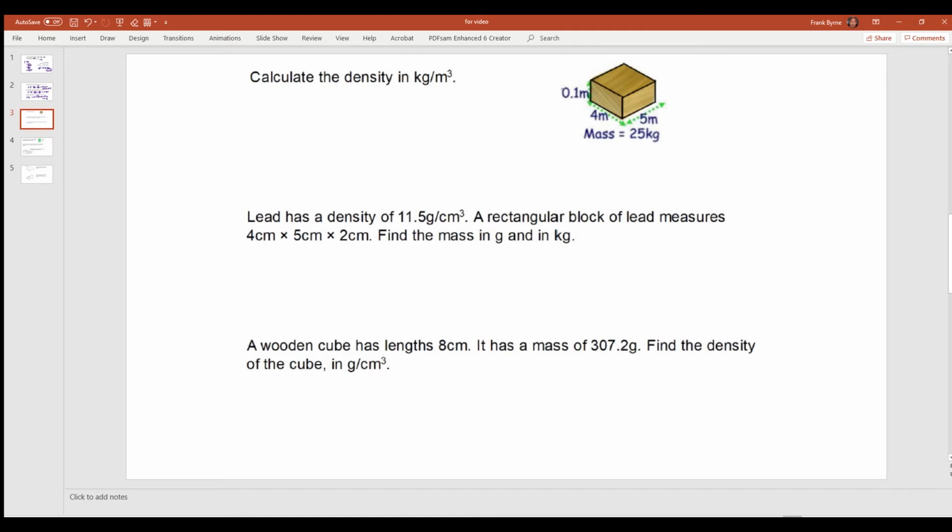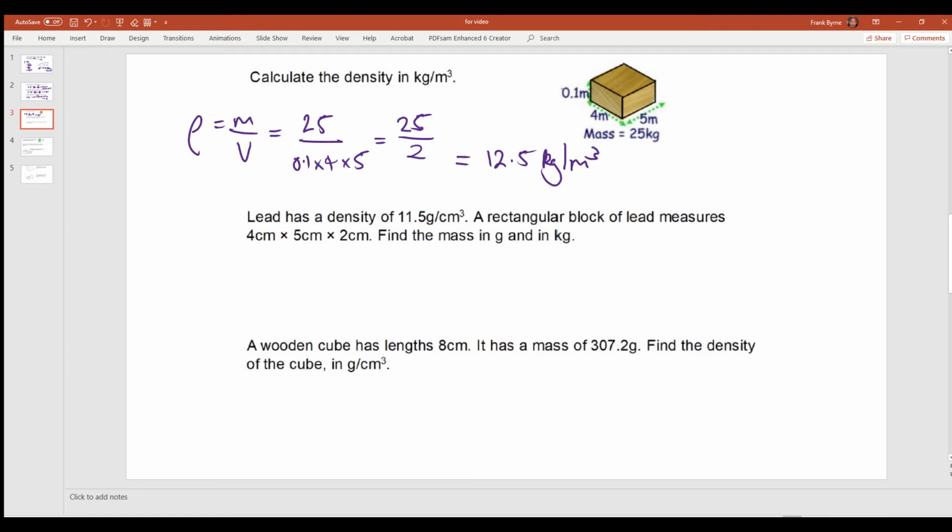Calculate density in kilograms per meter cubed. You should be getting the idea of it now. Density equals mass over volume. This mass is 25, and the volume is 0.1 by 4 by 5. 4 by 5 is 20, so multiplied by 0.1 goes to 2. 25 over 2, which equals 12.5 kilograms per meter cubed.